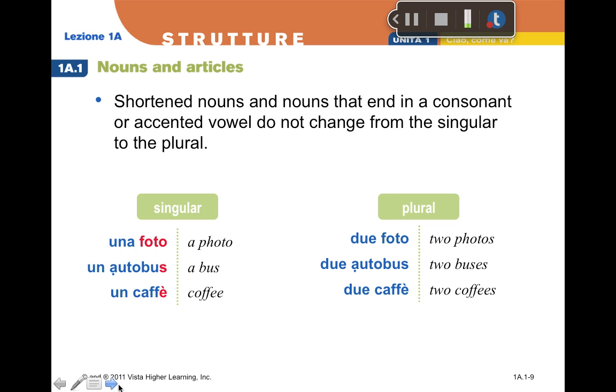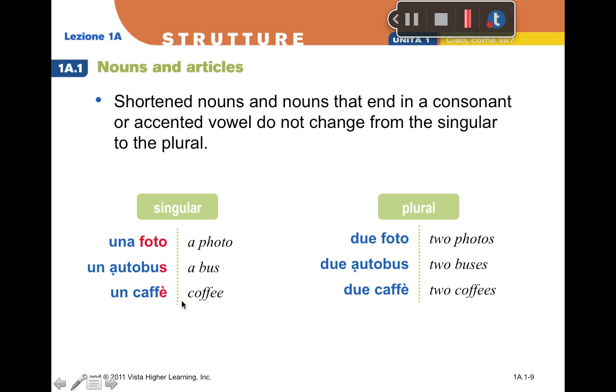Words that are shortened or foreign, like for example, autobus is invariable, doesn't change. The same happens with shortened words like foto, una foto, which is the shortened form of fotografia. It doesn't change in the plural. And all the accented vowel nouns don't change from the singular to the plural.